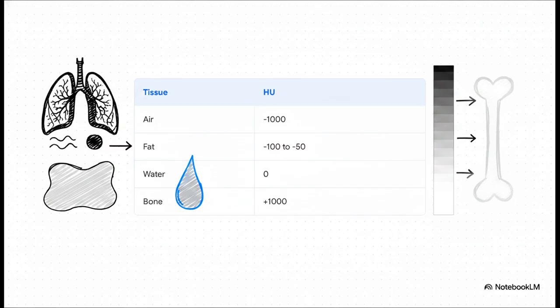The scale is anchored by a few super easy memory points. Think of water as the baseline. It is exactly 0. Air, which blocks practically nothing, is -1000, and it shows up completely black on the screen. Bone, on the other extreme, blocks a ton of X-rays, so it's +1000, and shows up bright white. Fat just sits a little below water, usually between -100 and -50.